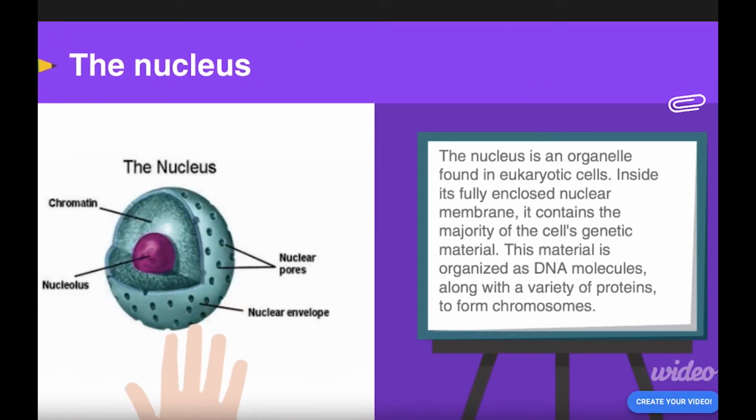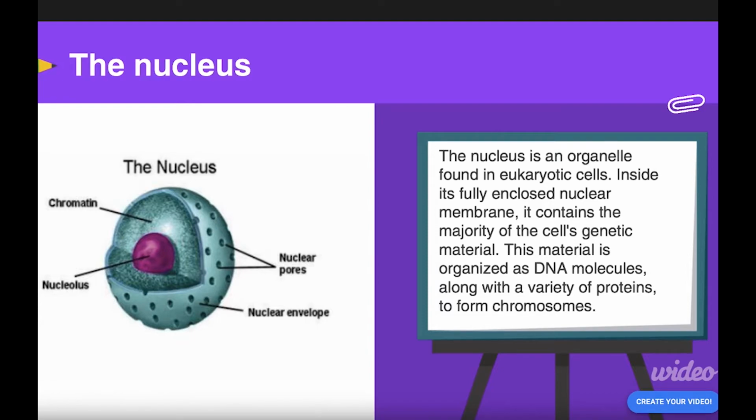Okay, so we have the nucleus. The nucleus is an organelle found in eukaryotic cells. Inside its fully enclosed nuclear membrane, it contains the majority of the cell's genetic material. This material is organized as DNA molecules along with a variety of proteins to form chromosomes.